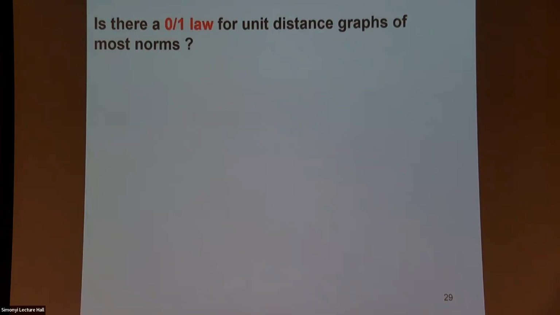And finally, again motivated by the analogous thing for random graphs or random structures, it's interesting to know if there is a zero-one law for a unit distance graph. So for example, I was talking about the chromatic number of almost all D norms, but we don't even know that almost all of them have the same chromatic number. It could be, as far as I know, that many.